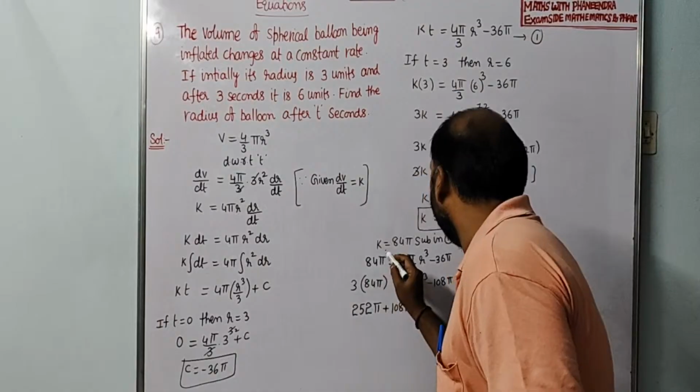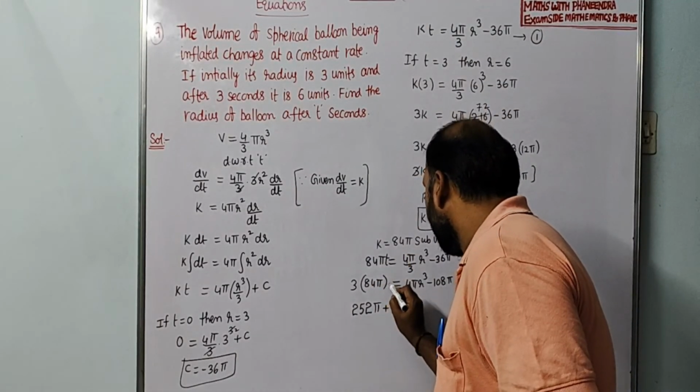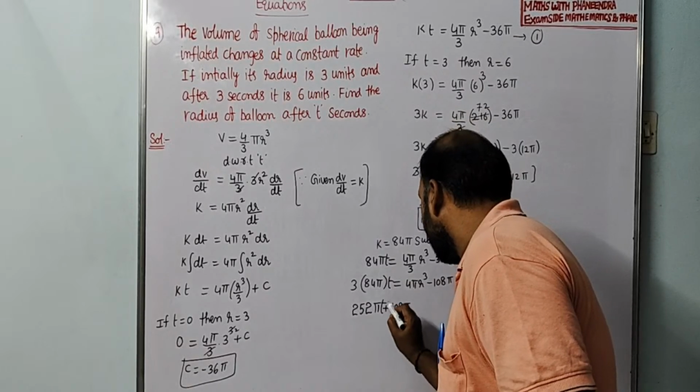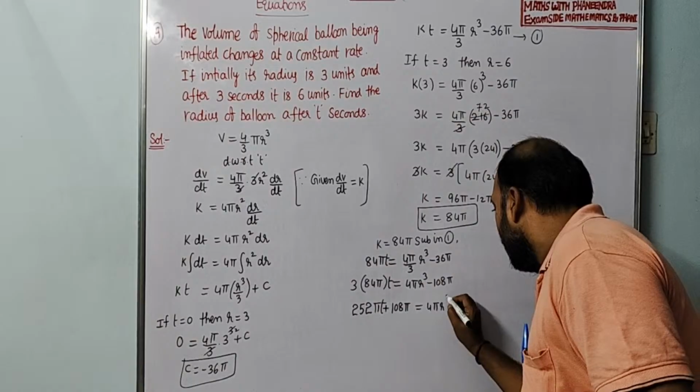84. t will come over here, and here also t is there, here also t is there, is equal to 4 pi r cube.